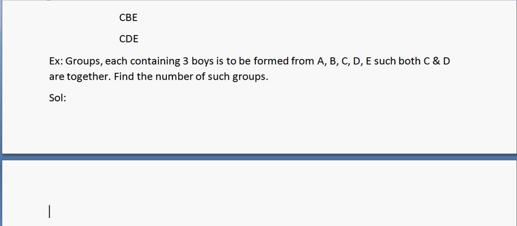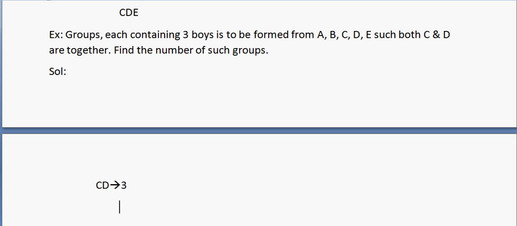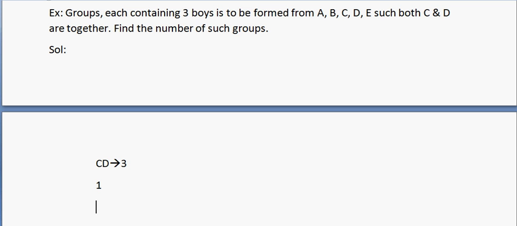Now it says C and D are always together, which means if C and D are there, they are together, and there can be a possibility that C and D are not there, right? If C and D are there, how many possible groups are there? So the third person can be A, B or E. So there are 3 possible groups if C and D are together. If C and D are not together, how many are left? A, B, E. So there is 1 possible group. So total number of groups would be 4, right? This is a simple question.